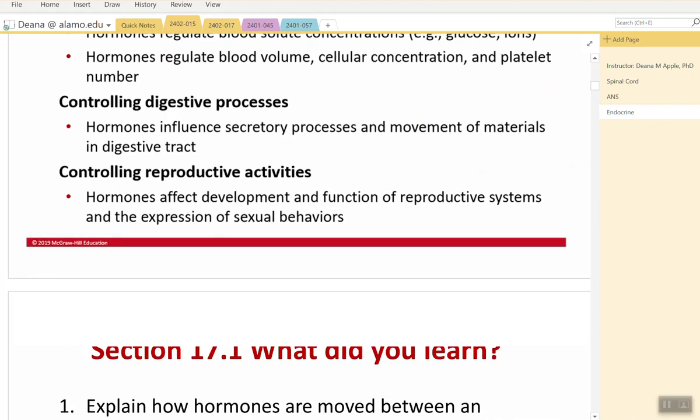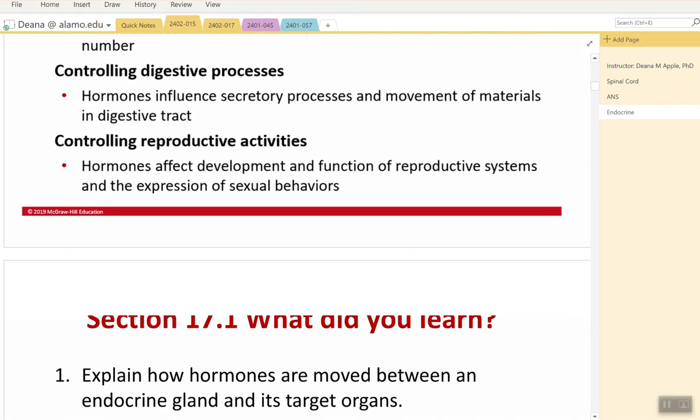Digestive processes are also regulated by hormones, and reproductive activities are regulated by hormones. So gametes mature in response to hormones. Secondary sex characteristics develop in response to hormones.